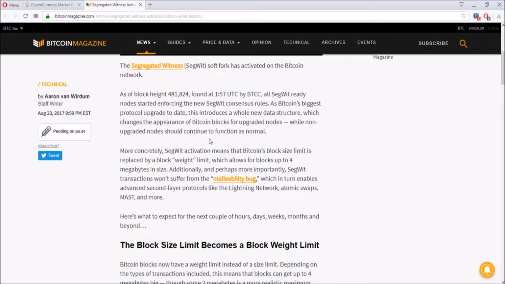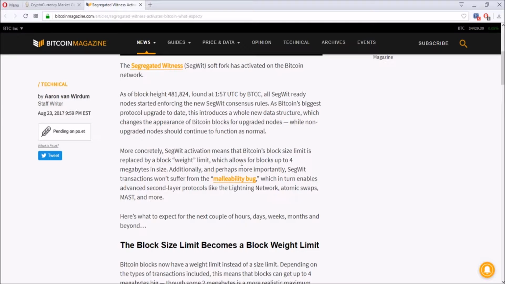So why is Segwit important to Bitcoin? Well, the TLDR, the basic statement, is that Segwit will make Bitcoin faster and more efficient in transactions. So why is that? Well, if you look at this article, it says Segwit activation means Bitcoin's block size limit is replaced by a block weight limit, which allows for blocks up to 4 megabytes in size.